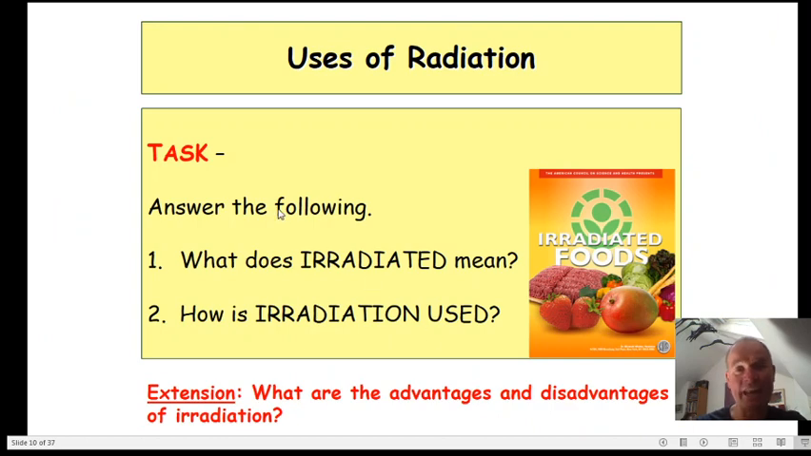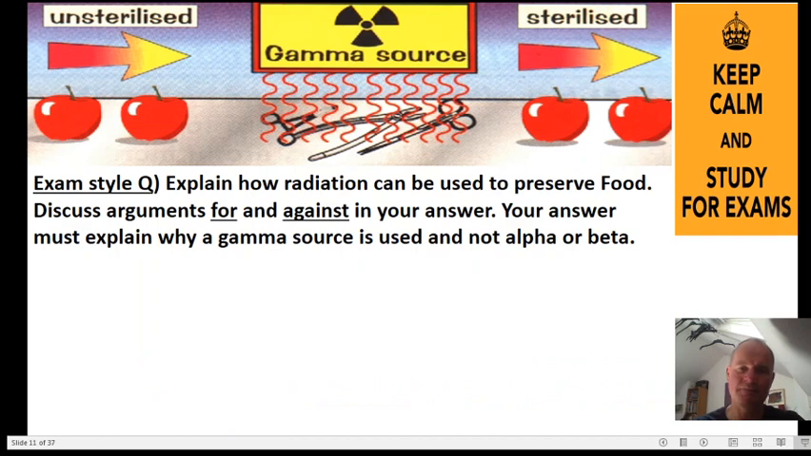So, can you explain what irradiated means? And can you explain examples of where irradiation is used? And then perhaps go on to jot something down about what the advantages and disadvantages are? And public opinion isn't scientific, but that could be a factor in how people use these.